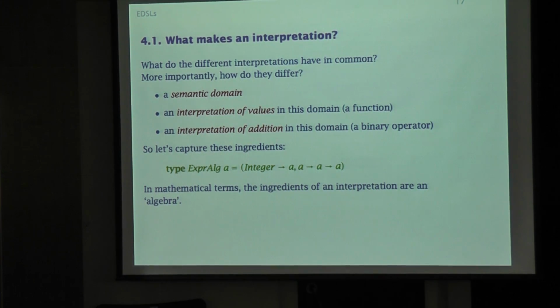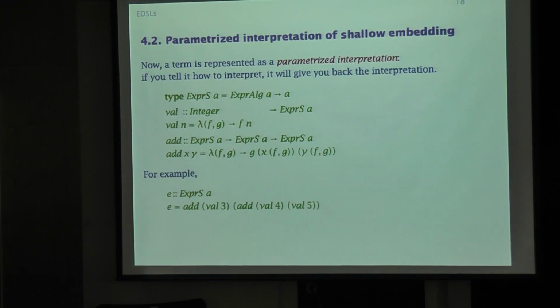So to express that, you give an expression algebra A, and so the interpretation is something that you give an expression algebra A, and it gives you back an A. So it's sitting waiting for you to give it the rest of the story, and when you give it the rest of the story, it'll say, okay, well then the semantics is 12, or okay, then the semantics is this string with 9 characters.